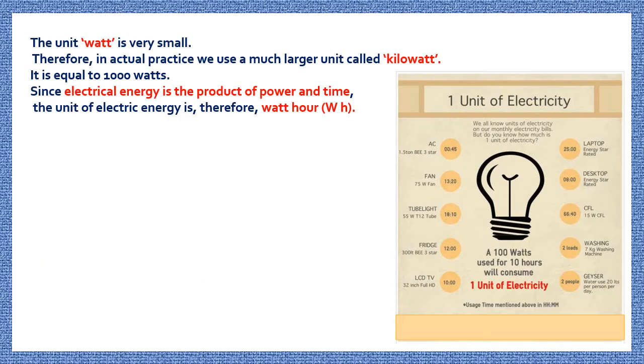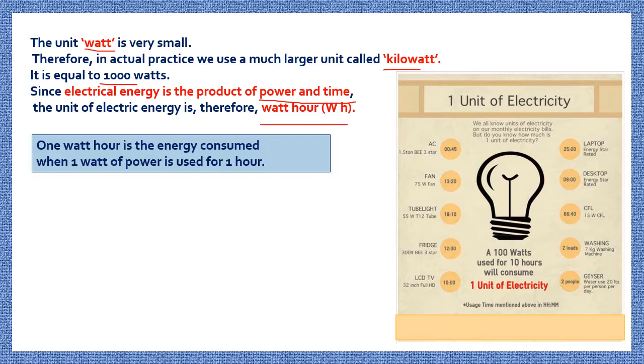See, the unit watt is very small. So actually in regular practice we use a much larger unit, and that is kilowatt. 1 kilowatt is equal to 1000 watts, that you know. So electric energy is the product of power and time. The unit of electric energy is watt hour. 1 watt hour is the energy that is consumed when 1 watt power is used for 1 hour. That is unit of electrical energy that we are using in our home.